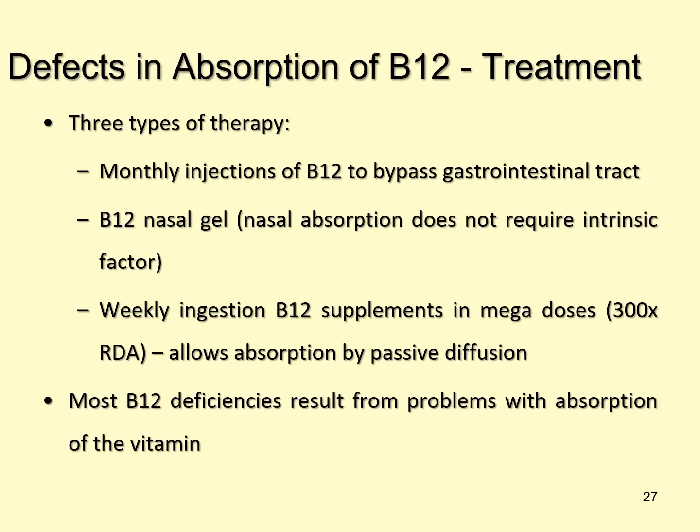This defect can actually be treatable. There are 3 types of therapy. One, a monthly injection of vitamin B12 to bypass the gastrointestinal tract, and B12 nasal gel; this nasal absorption does not require intrinsic factor. And a weekly injection of vitamin B12 supplement in a mega dose, more than 300 times the daily amount, allows absorption by passive diffusion. Most B12 deficiencies result from what? The problem of absorption of the vitamin. So the absorption defect can lead to different problems and deficiencies of cobalamin.